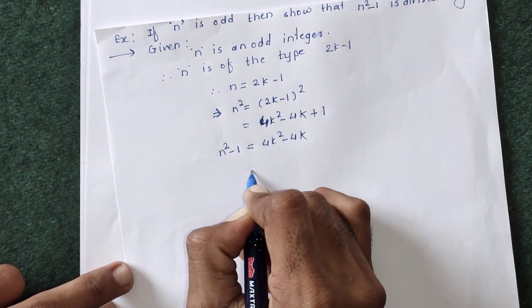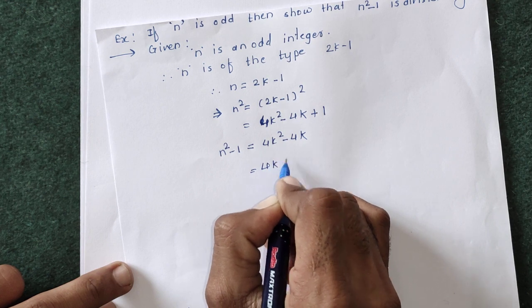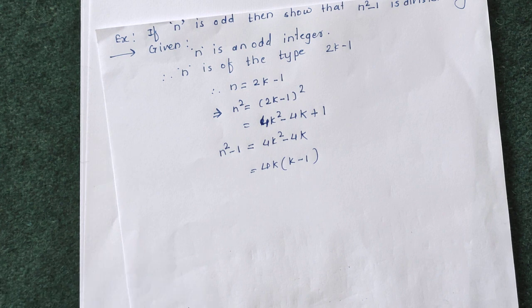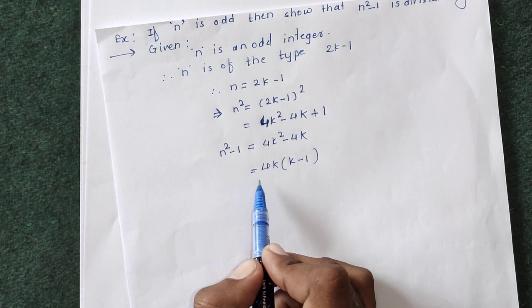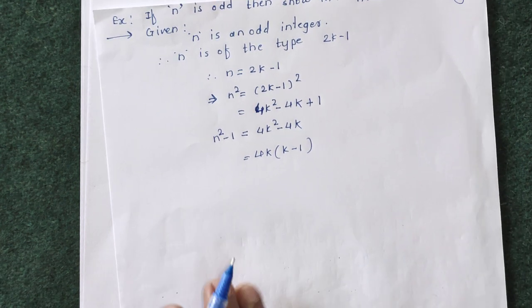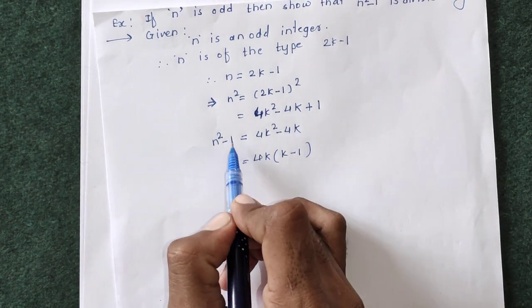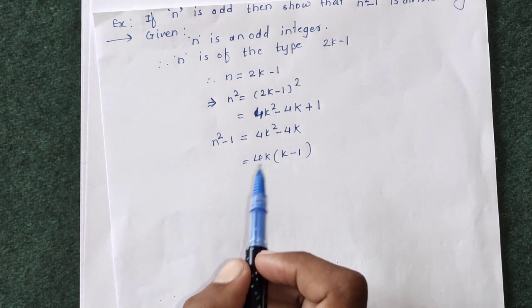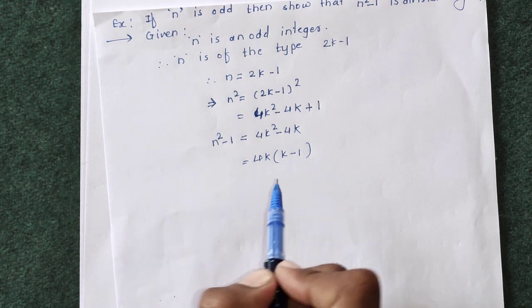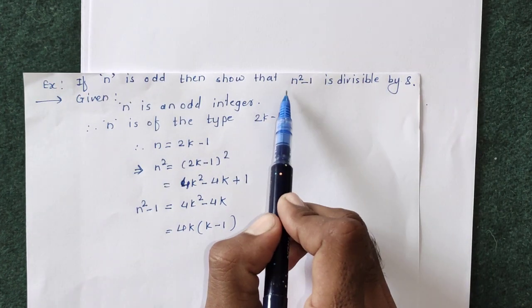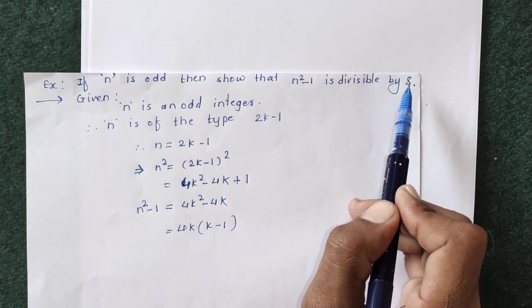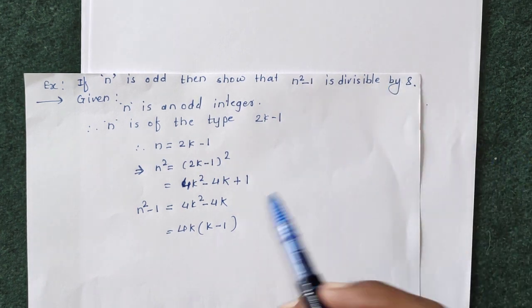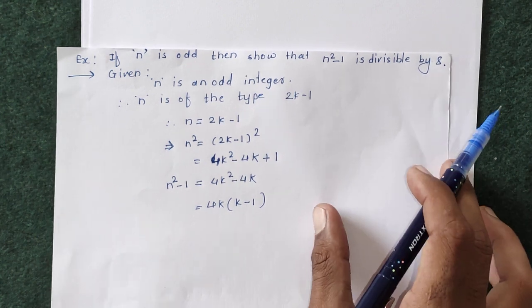Now taking 4k common from this side we get 4k into k minus 1. So we get n square minus 1 is equal to 4k into k minus 1, that is, n square minus 1 is equal to 4 into some k prime, where k prime is equal to k into k minus 1. So from this we can say that 4 divides n square minus 1. But we have to prove that n square minus 1 is divisible by 8. So n square minus 1 must be of the form 8 into some k prime.